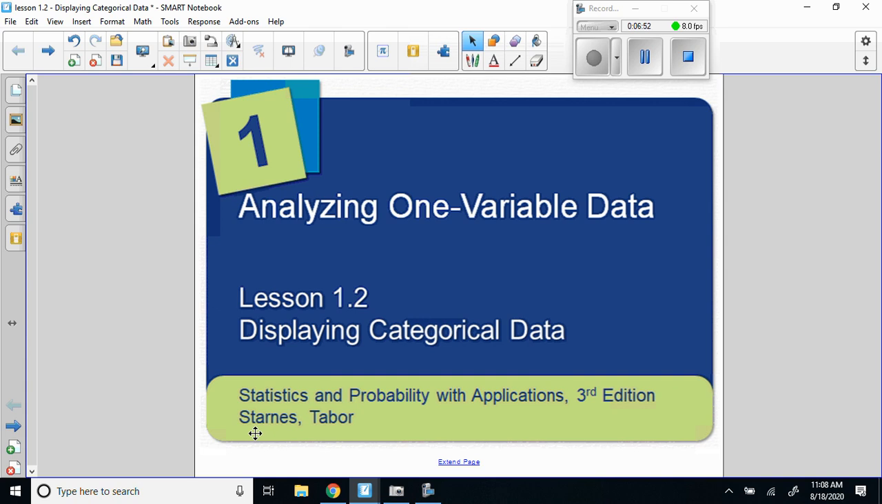Quantitative. What's the difference between categorical and quantitative? Give me one rule of thumb. Quantitative, you can find the average. A categorical, you can't. You can't find the average of purple, blue, or yellow, can you? No. Categorical is a category, right?